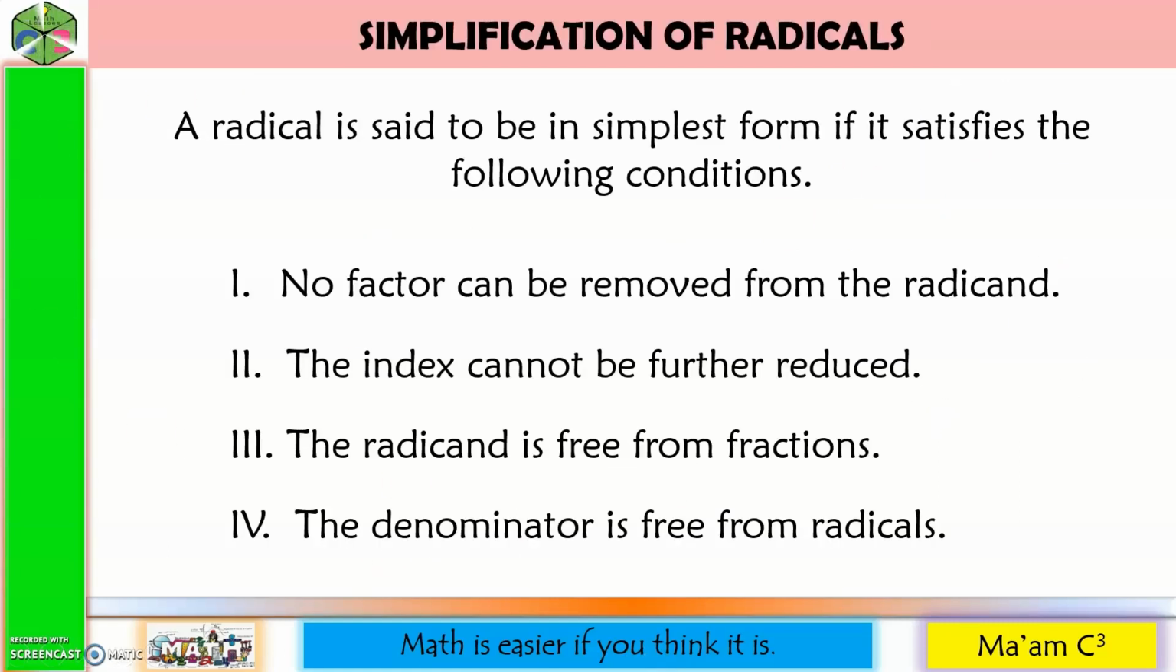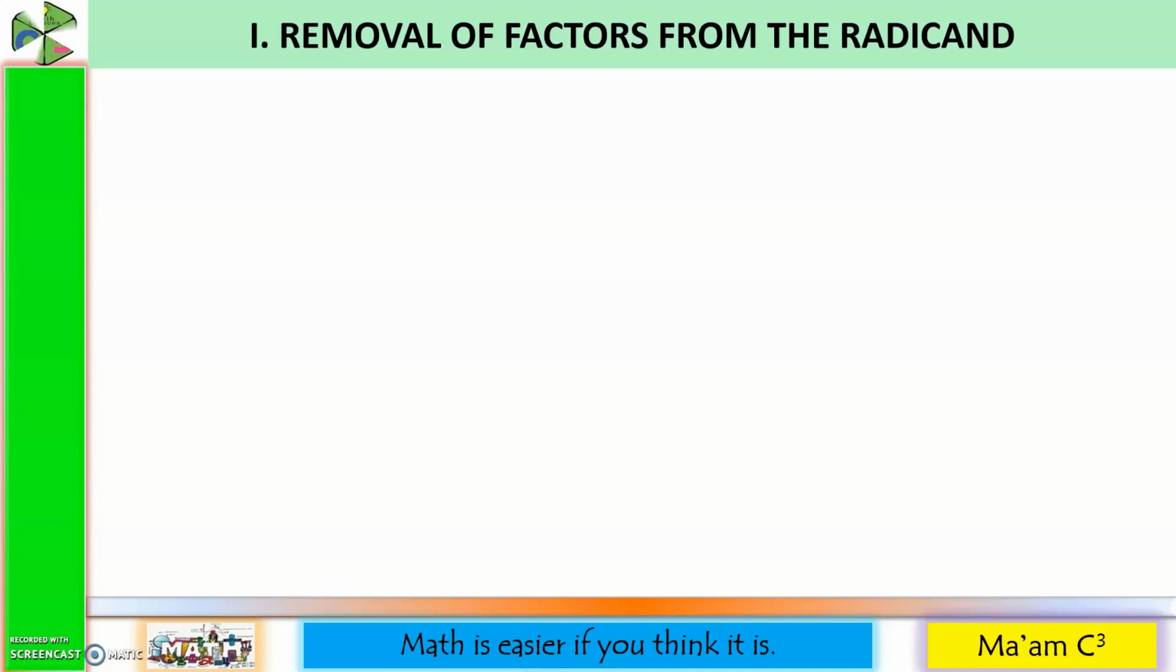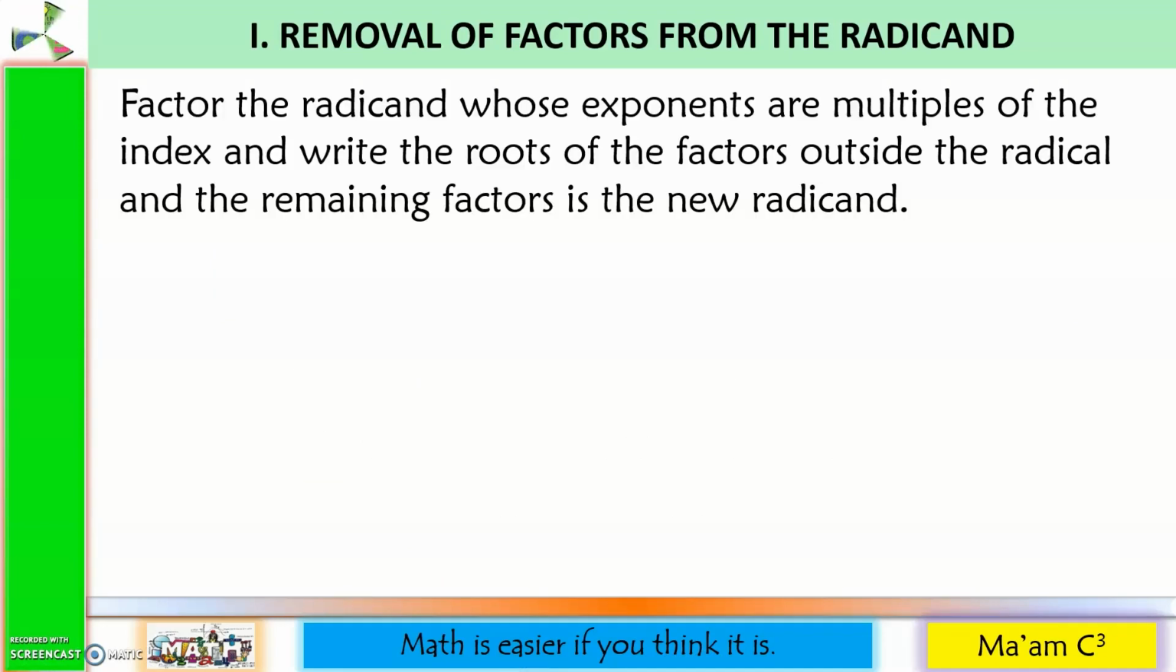Simplification of radicals. A radical is said to be in simplest form if it satisfies the following conditions. So we have 4 conditions, but in this particular video, we're going to focus on number 1. No factor can be removed from the radicand. Removal of factors from the radicand: factor the radicand whose exponents are multiples of the index and write the roots of the factors outside the radical. And the remaining factors is the new radicand.